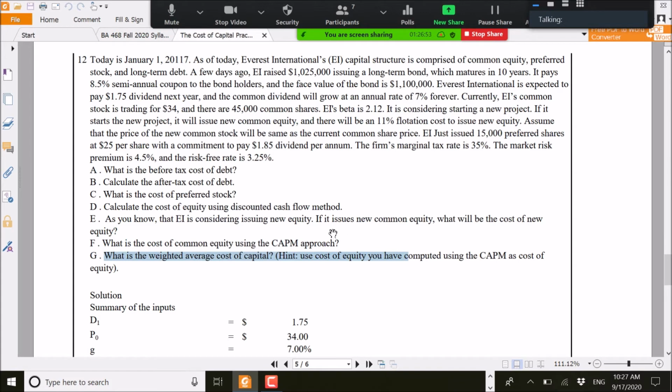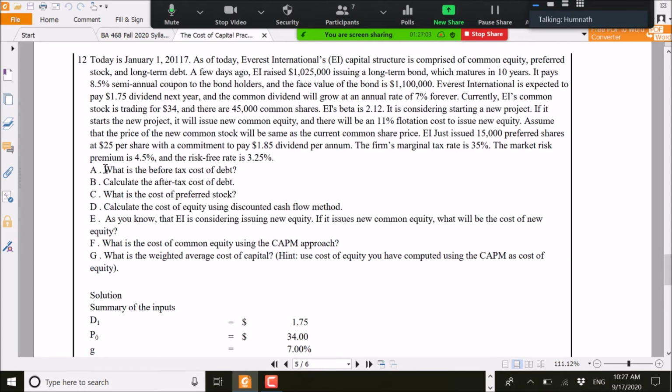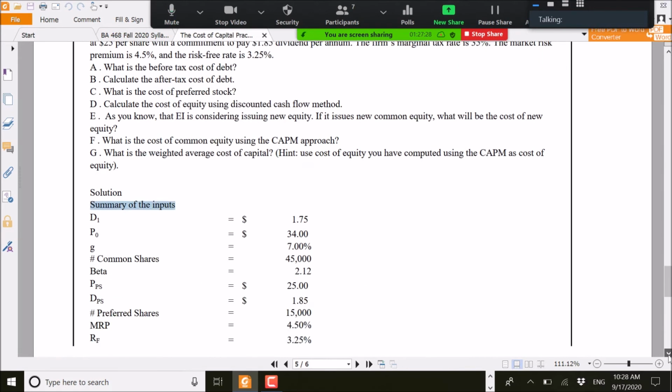All right. So to solve this whole question, I can go a different approach. I can just go to the before tax cost of debt calculation, or I can just start from this information. In this one, what I did was I just summarized all the information, and I'm going to explain it to you.